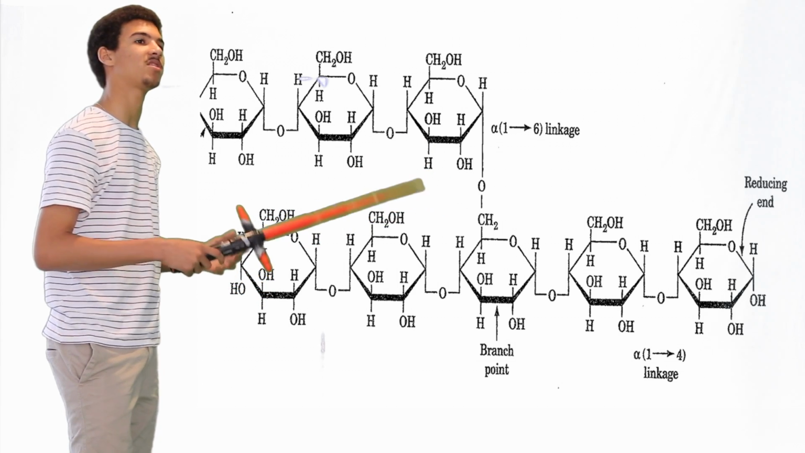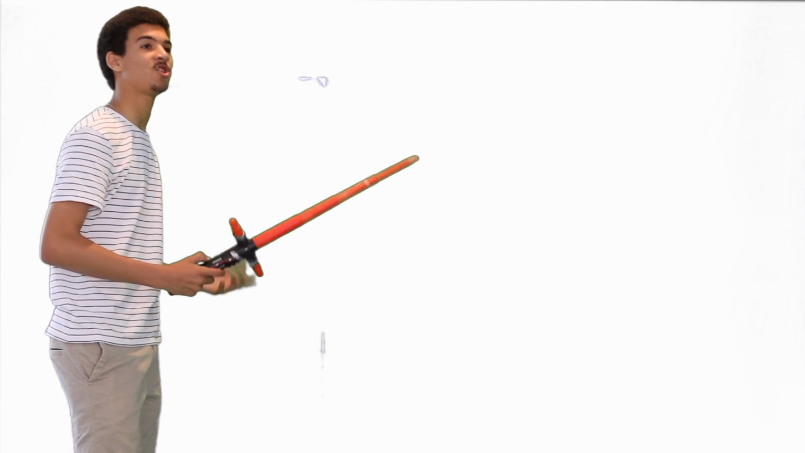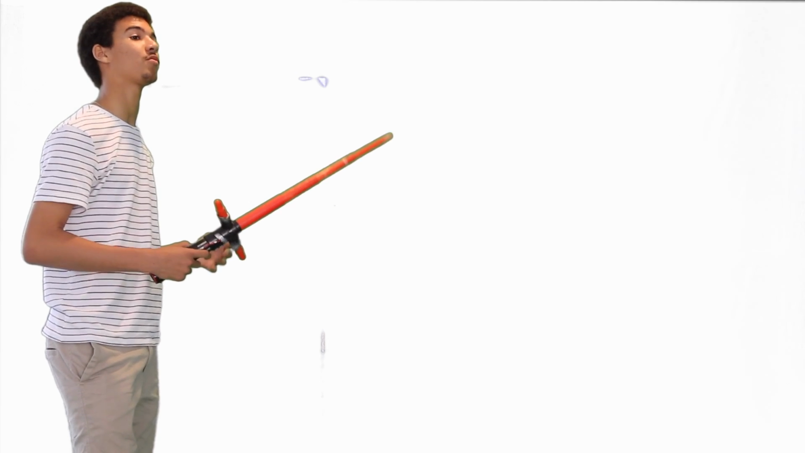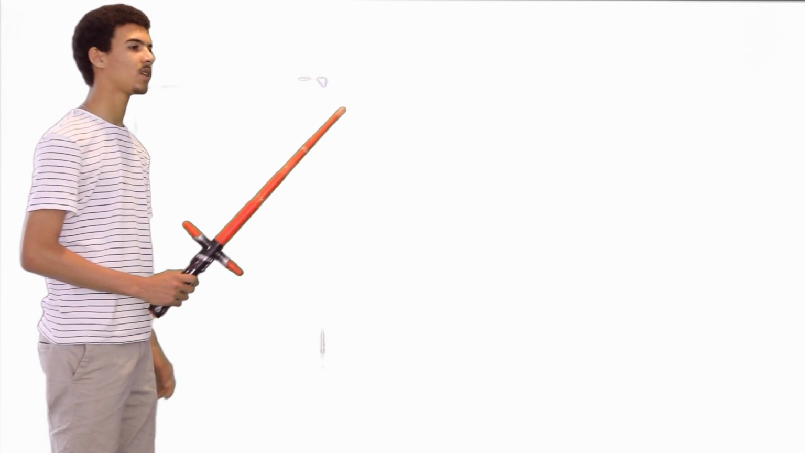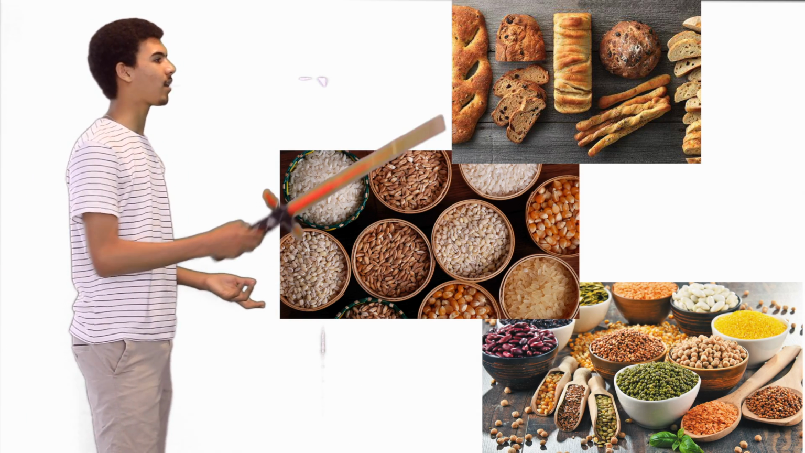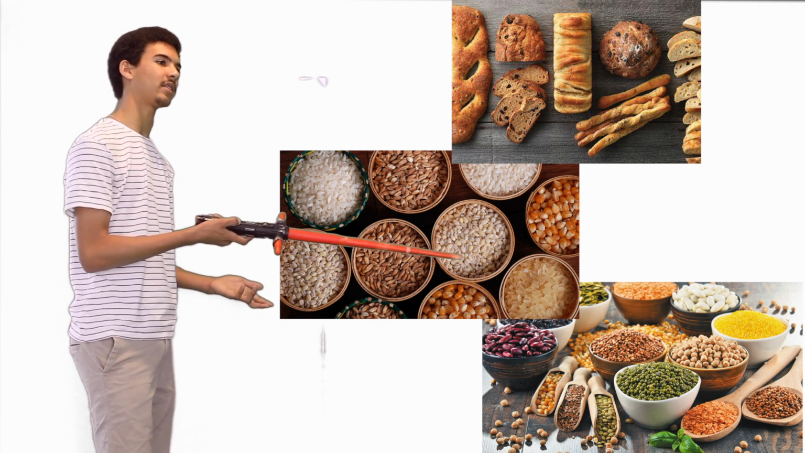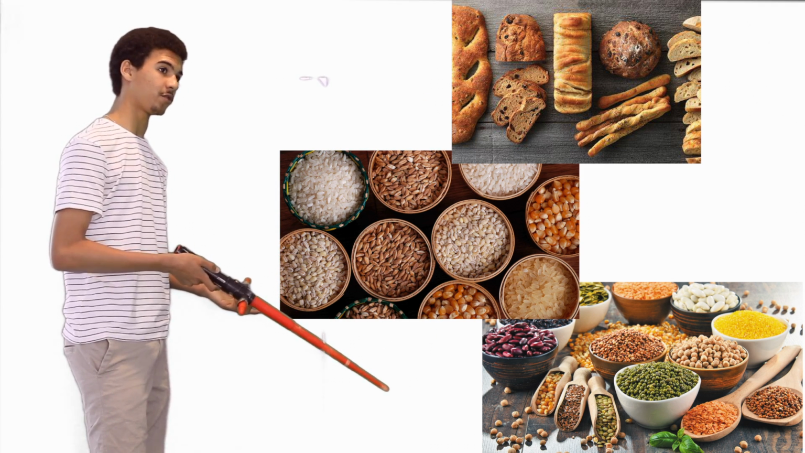Carbohydrates' main purpose is to be short-term energy. As soon as it's ingested, it will be broken down to create energy. Some examples of carbs are breads, whole grains, and legumes.